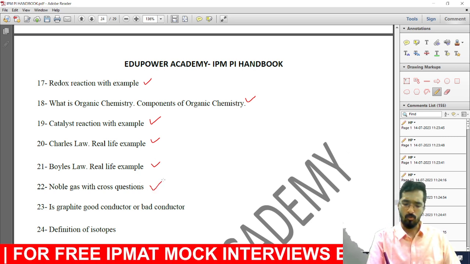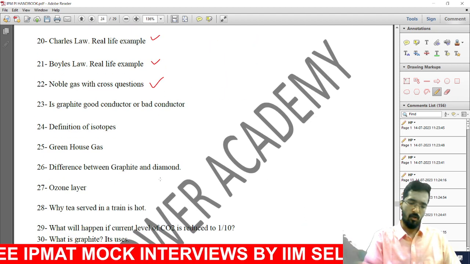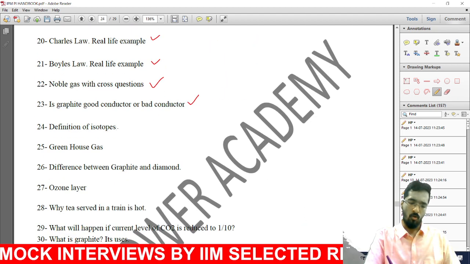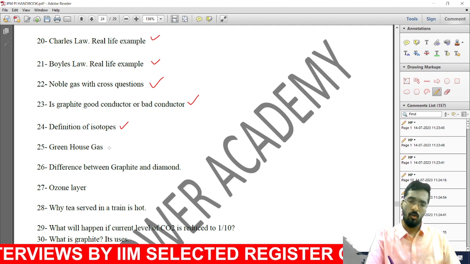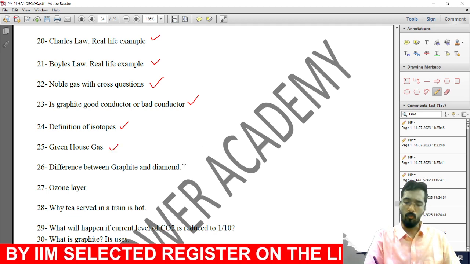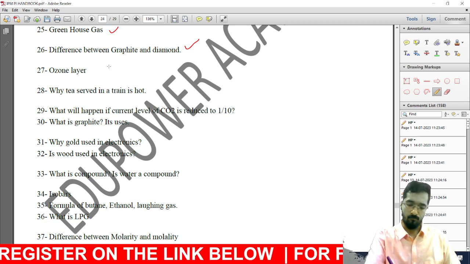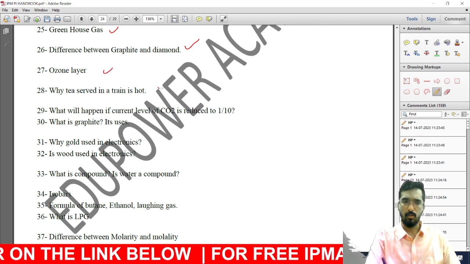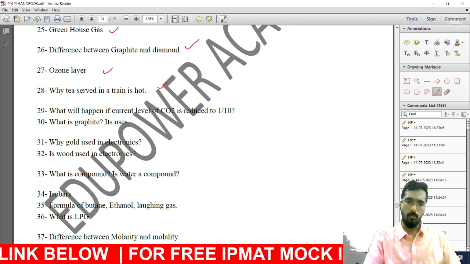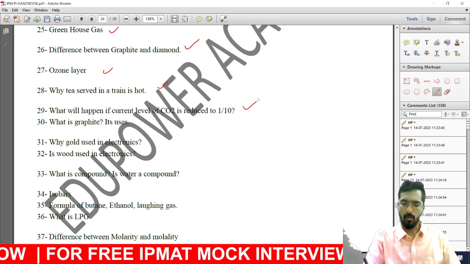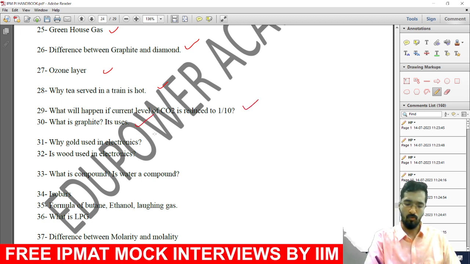Noble gas with cross questions. Is graphite a good conductor or a bad conductor? Okay, electricity. Definition of isotopes. Greenhouse gases. Differentiate between graphite and diamond. Okay, ozone layer. What will happen if the current level of CO2 is reduced to 1/10? What is graphite? Uses of graphite.